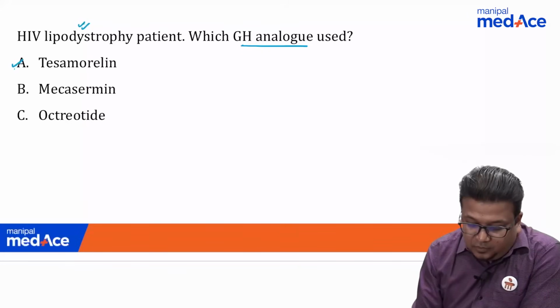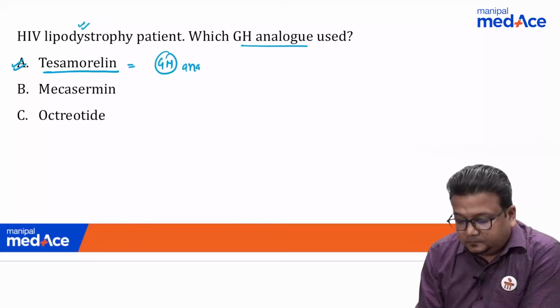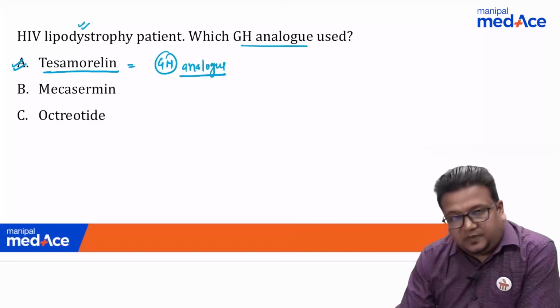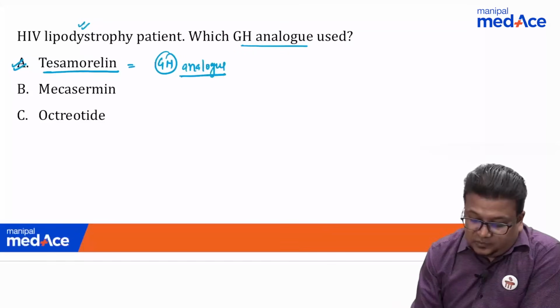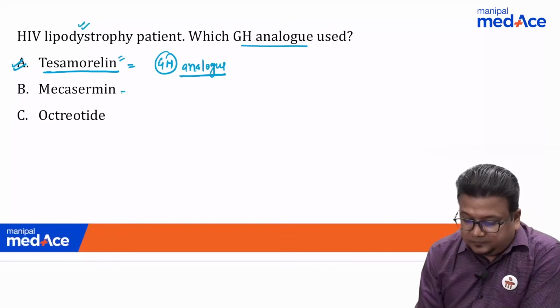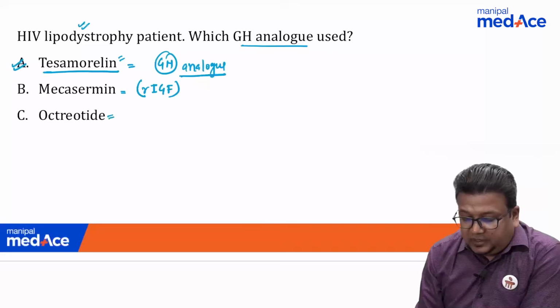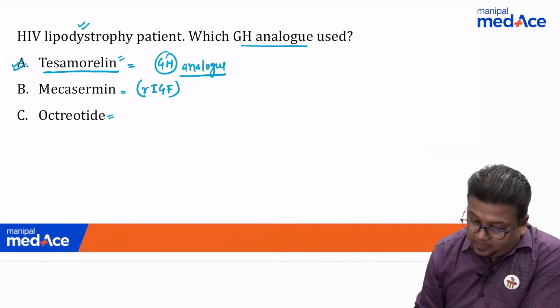It is tesamorelin. This is a specific growth hormone analog which is used specifically to treat HIV associated lipodystrophy. Remember, growth hormone reduces adipose tissue, so that is why we are using this. Mecasermin is a recombinant insulin-like growth factor which is used in Laron syndrome, and octreotide you all know is a somatostatin analog used for multiple indications.